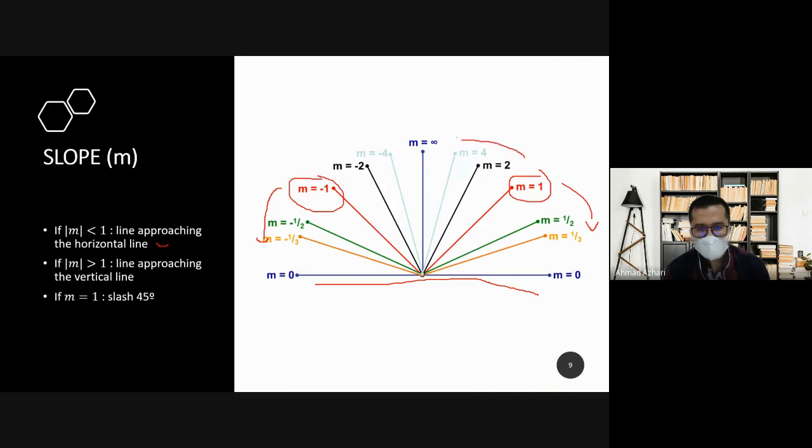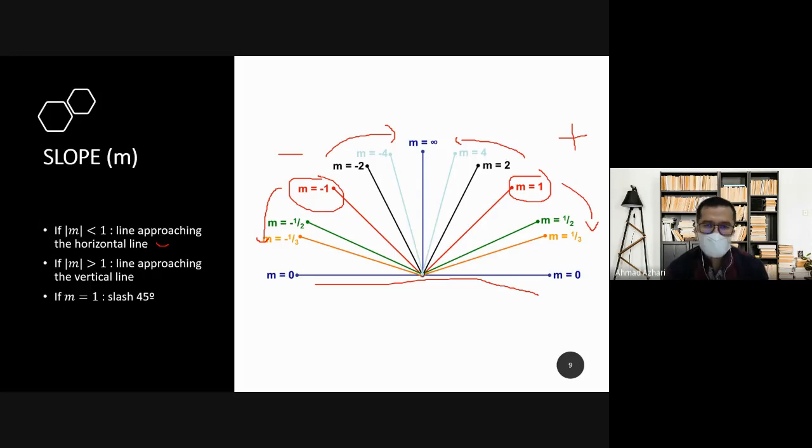Yes, as you can see in this graphic, this is the plus side and this is the minus side. If the gradient is exactly 1 or minus 1, the line is at 45 degrees. Okay, this is 45 degrees.